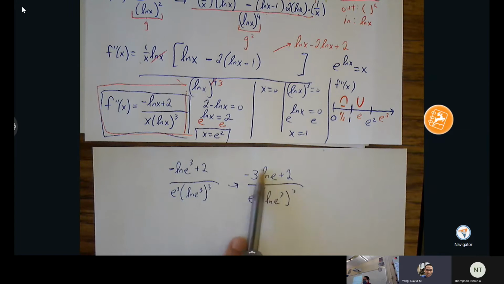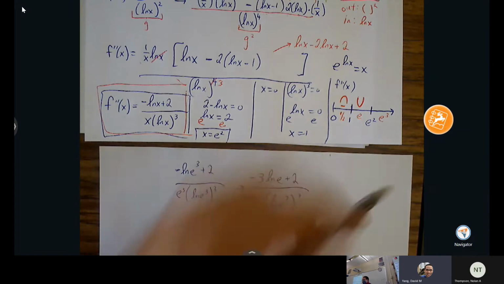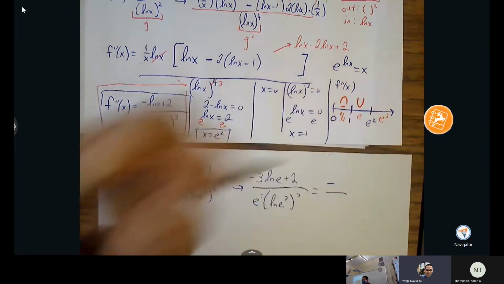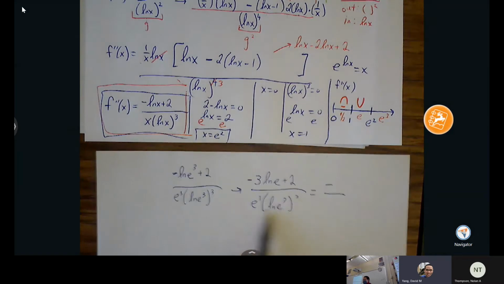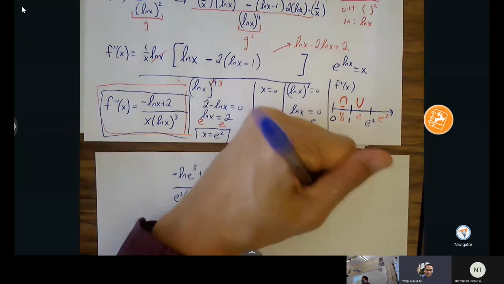Negative 3. Yeah, natural log of e is just 1, right? So negative 3 plus 2 is negative. And then the denominator, e cubed, natural log of e cubed, all of that is going to be positive, right? These are all positive. So negative over positive is negative.